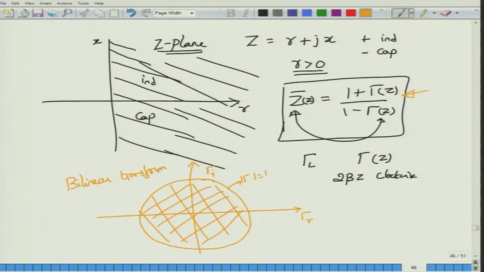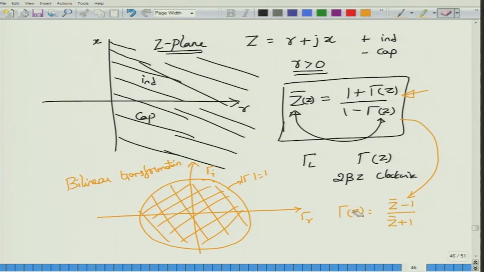This is one method in which a line in one complex plane can be converted into a curve in the other complex plane, and this is the example of bilinear transformation, which relates Z and gamma. You can invert this relationship, and that inversion is also important, because gamma of Z can now be written as Z bar minus 1 divided by Z bar plus 1.